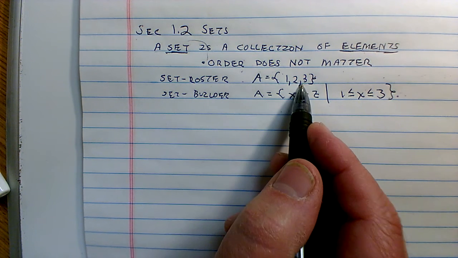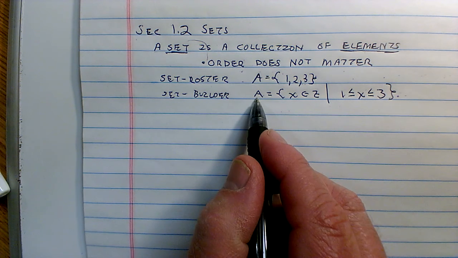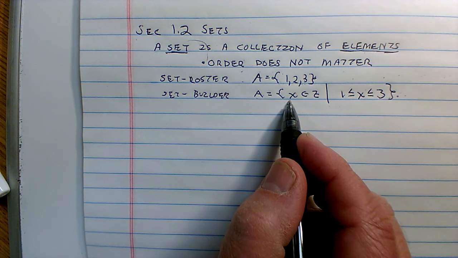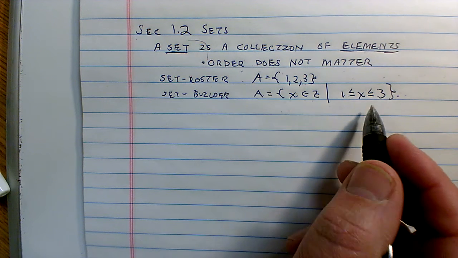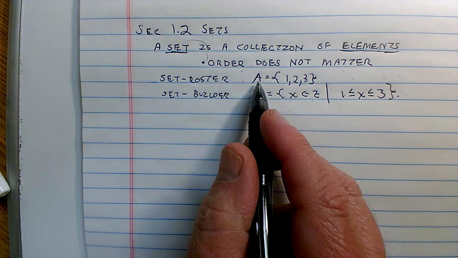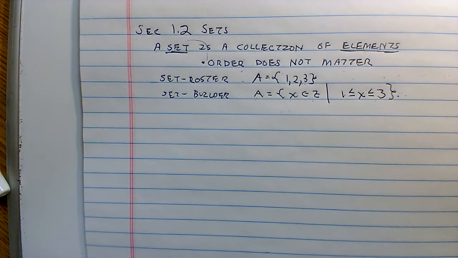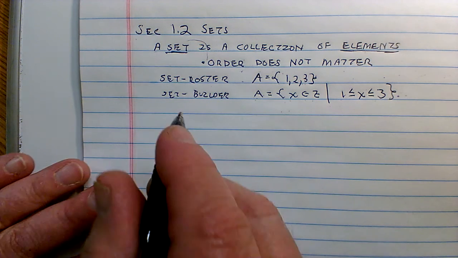Here we're saying set A is equal to this. A second way that we could talk about the set is to use set builder notation. Here I've said set A is the set of all the x's that are integers, where x is between 1 and 3, inclusive of 1 and 3. Notice, set A is the same set in both of these. We've just distinguished it different ways.